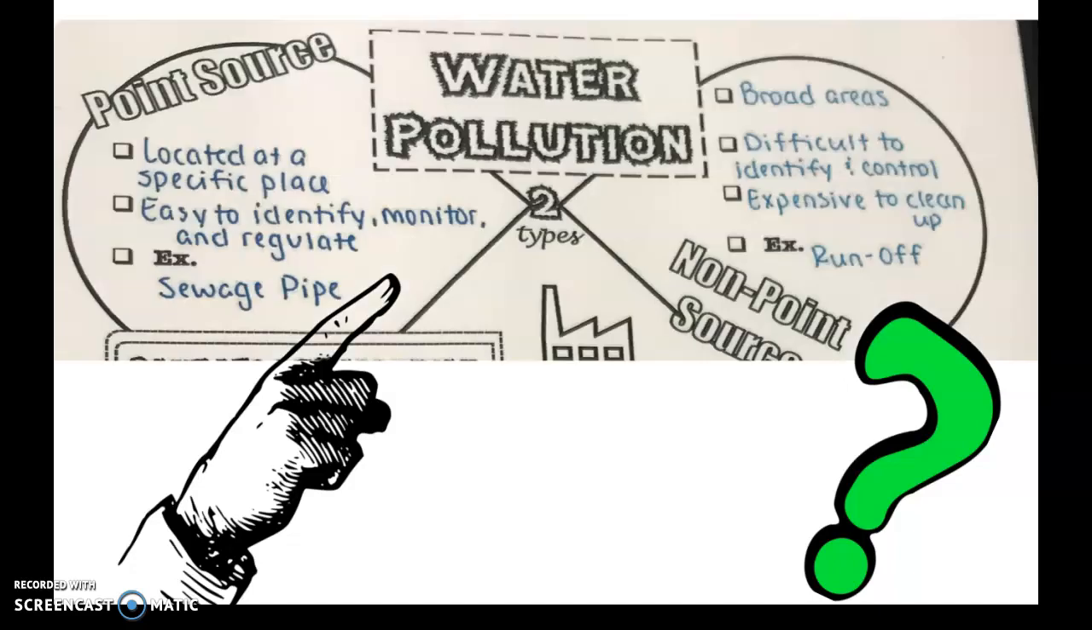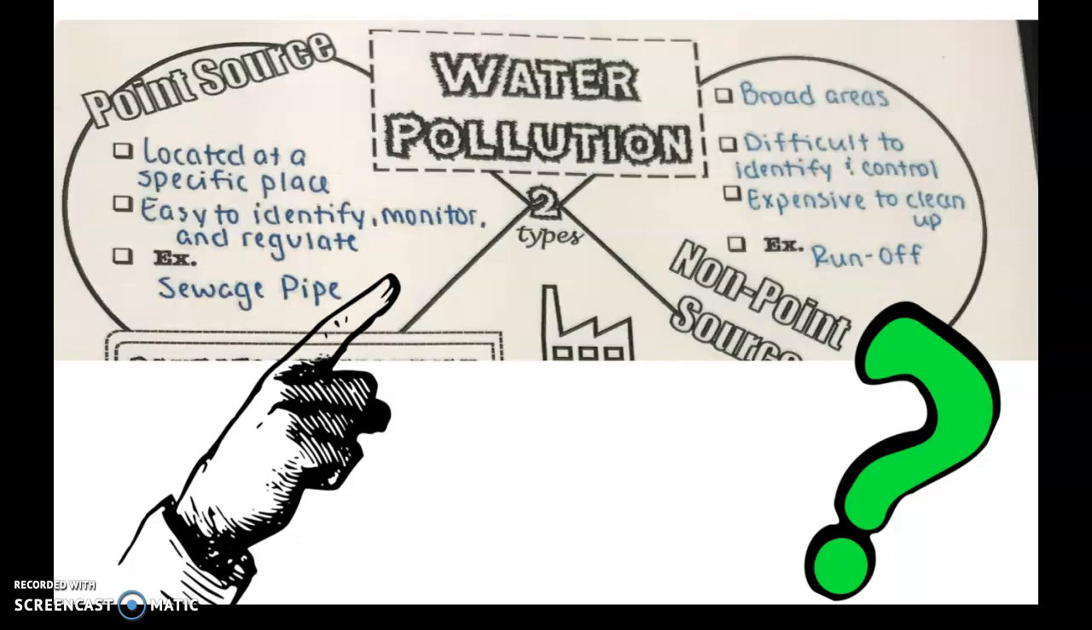Okay, so here's where your notes start. We're going to talk about point source pollutants versus non-point source pollutants. A point source pollutant is located at a specific place. It's easy to identify and monitor and regulate because we know where it's coming from. We can point to exactly where it comes from.